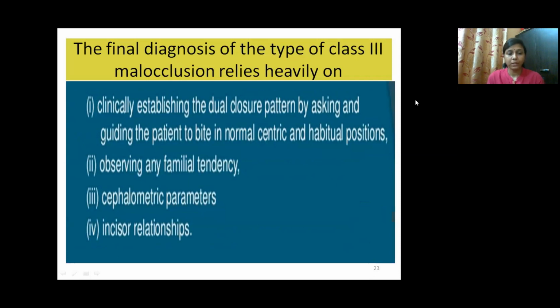For genetic influence, we have to observe the family tendency. Cephalometric parameters will say exactly about the problem. And for incisor relationship, we can see what the overjet relation is, whether it's a positive overjet or negative overjet, and accordingly we can plan our treatment.